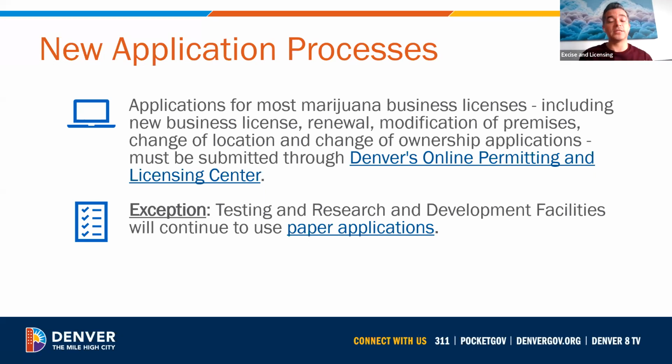This requires all of our applicants, prior to submitting an amendment, to transition their existing licenses to the online permitting and licensing center. We have done webinars, and Audra has created a number of really helpful online training videos. All of that is on our website to help people navigate the transition to the online permitting and licensing center before a planned amendment. The exception, as we said before, is that testing and research and development facilities will continue to use paper applications for the time being, with our goal to get those migrated to the online permitting and licensing center sometime in 2023.